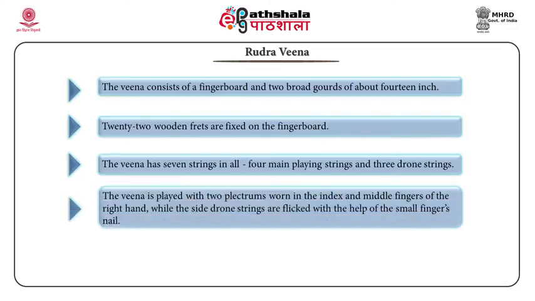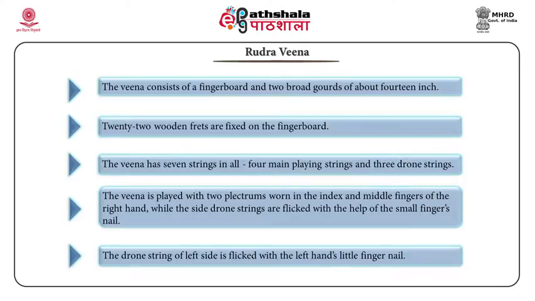The veena is played with 2 plectrums worn on the index and middle fingers of the right hand, while the side drone strings are flicked with the help of the little finger nail. The drone strings on the left side are flicked with the left hand's little finger nail.